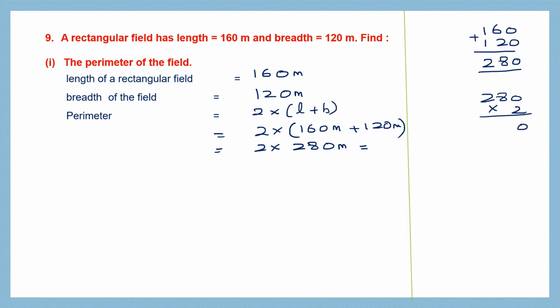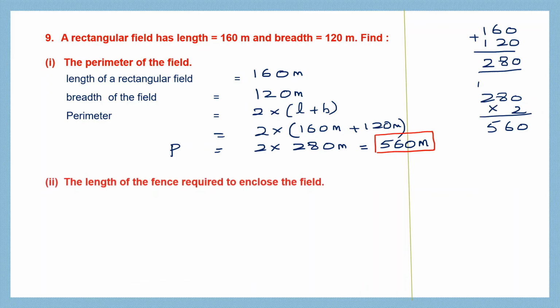2 zeros are 0, 2 eights are 16, carry 1, 2 twos are 4 plus 1, 5. So the perimeter of a rectangular field is 560 meters. So this is the first part of the question that we have answered. 560 meters is the perimeter of the field.